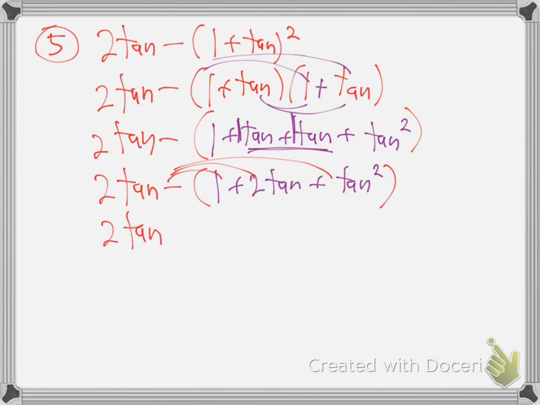We'll get 2 tangent minus 1 minus 2 tangent minus tangent squared. Is this good so far? I'm doing algebra, right? I FOILed out and distributed. That's really foiling and distributing. It's kind of good practice, kind of hones your algebra skills.